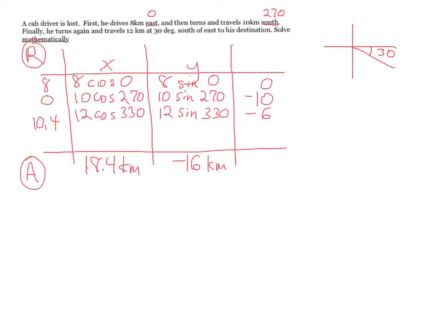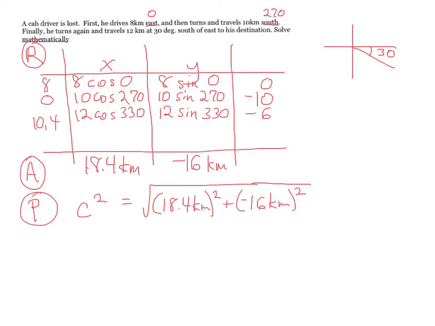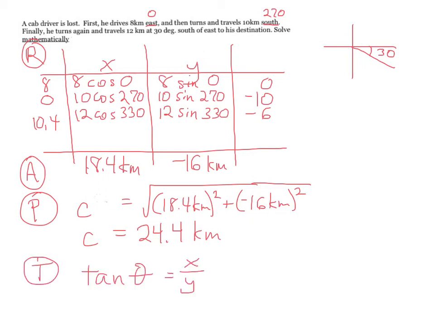Next, we want to use Pythagorean theorem to find the magnitude of the resultant, which is 24.4 kilometers. And then finally, we'll do the tangent to get the angle. Technically, since we want theta, we will do the inverse tangent of y over x to determine the angle of the resultant. Be sure not to drop the sign because that'll affect your final answer.